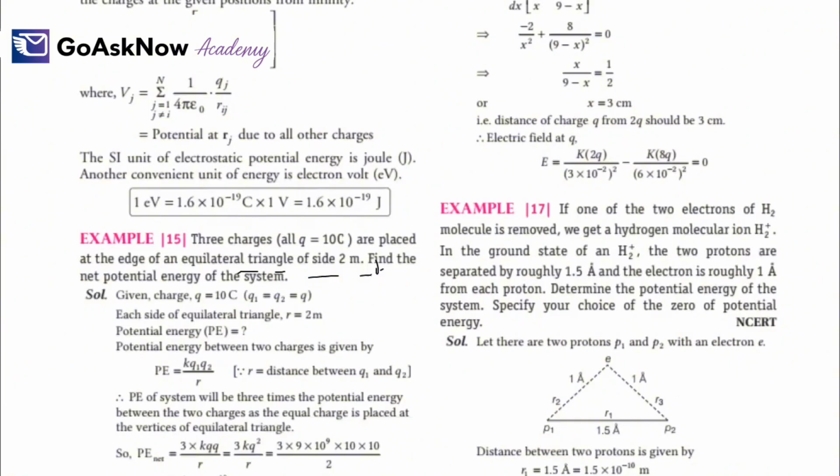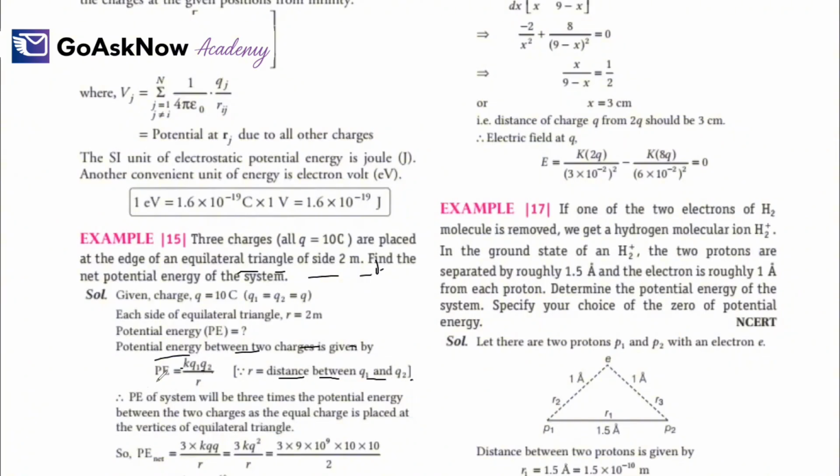How to do this? We have just calculated the total potential energy of 3-point charges. We will use the formula of that only. Each charge of 10 coulomb is placed at the vertices of an equilateral triangle, with r equal to 2 meter. Okay, at the edge of that equilateral triangle. So the potential energy between two charges is given by K Q1 Q2 by R, where R is the distance between Q1 and Q2.